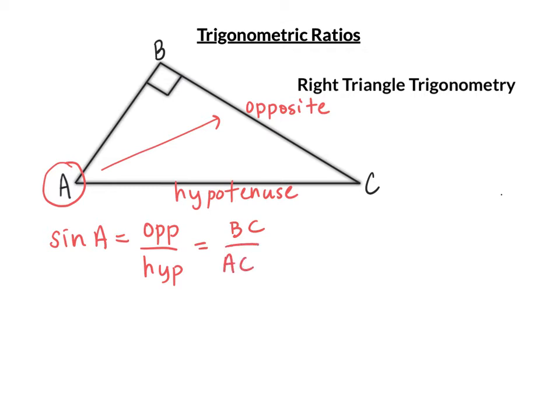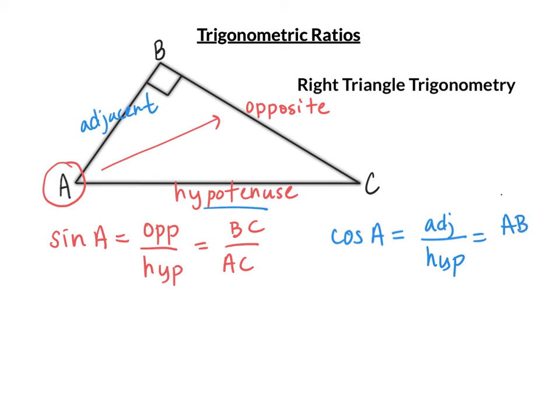The second one is cosine. We shorten that to COS, cosine. The cosine of angle A is the adjacent over the hypotenuse, which would be AB.